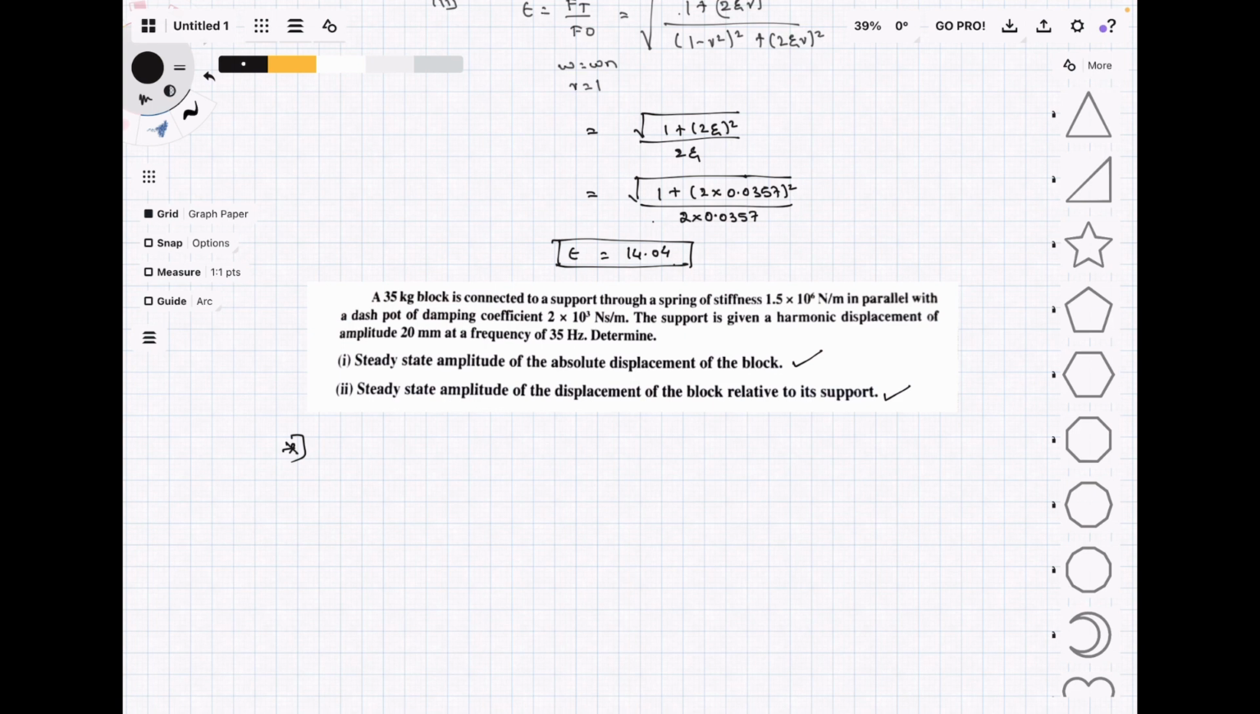The differences were: A by B is given as the same as the force transmissibility equation, that is (1 plus (2 zeta R) the whole square) divided by (1 minus R square) the whole square plus (2 zeta R) the whole square. So this is the absolute motion.